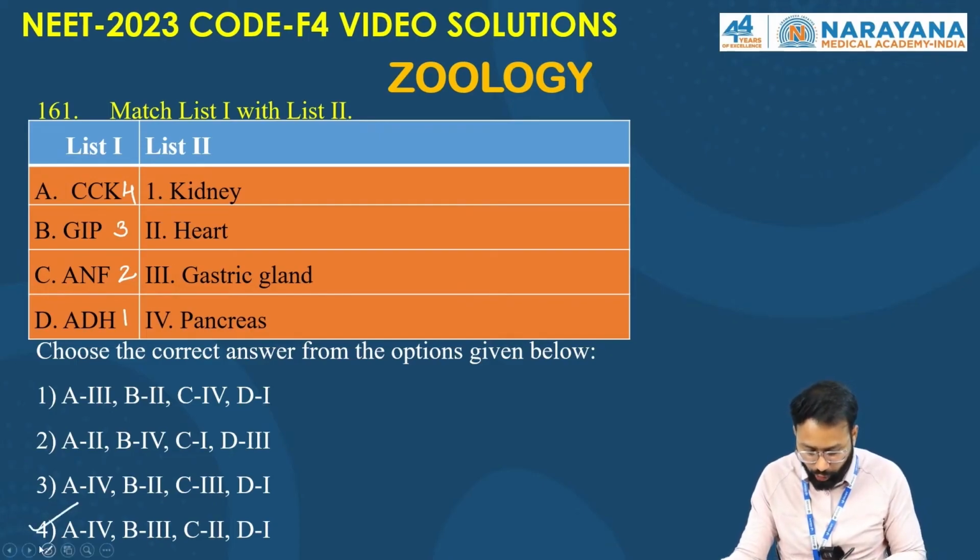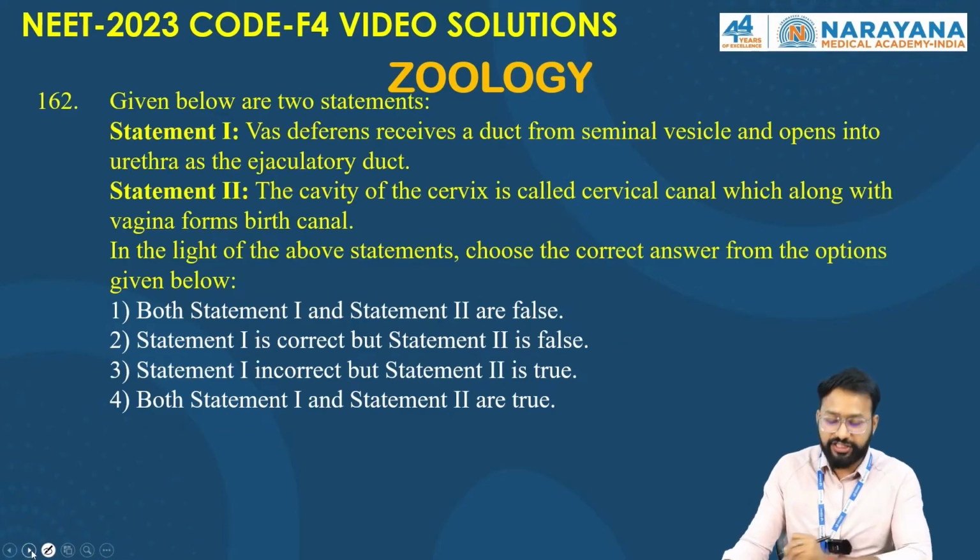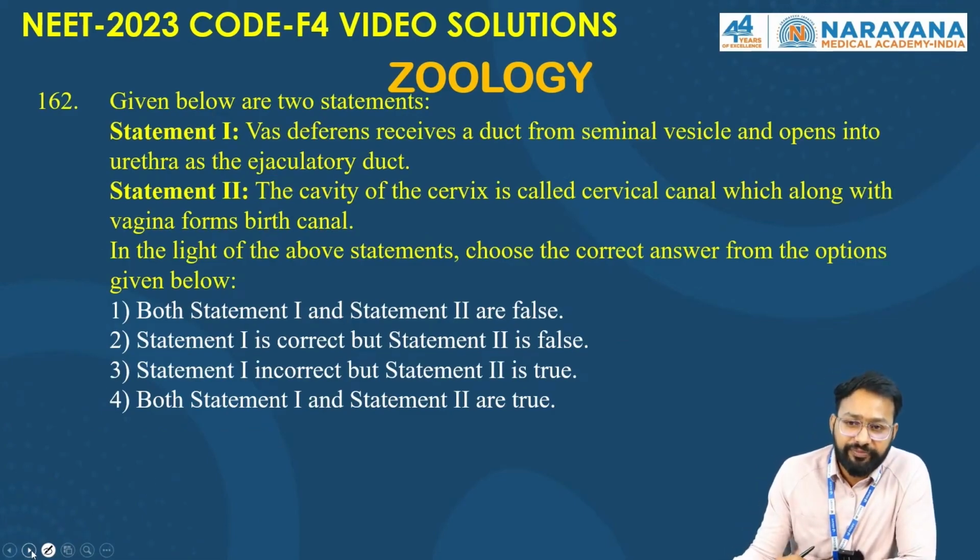Option number 4. Moving to the next question, a statement related question. Vas deferens receives a duct from the seminal vesicle and opens into the urethra as the ejaculatory duct.